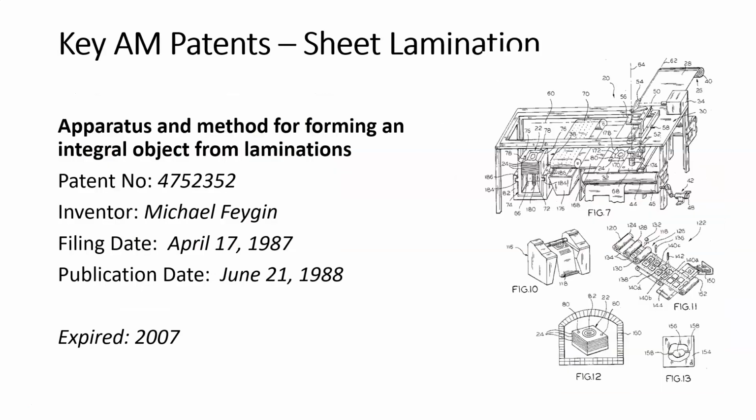All right, so let's continue looking at patents. We have the sheet lamination patent. Remember the LAM machine. The title for this is an apparatus and method for forming an integral object from laminations. The inventor was Michael Feygin, and the filing date was 1987. And so 20 years after that, in 2007, it expired, right?